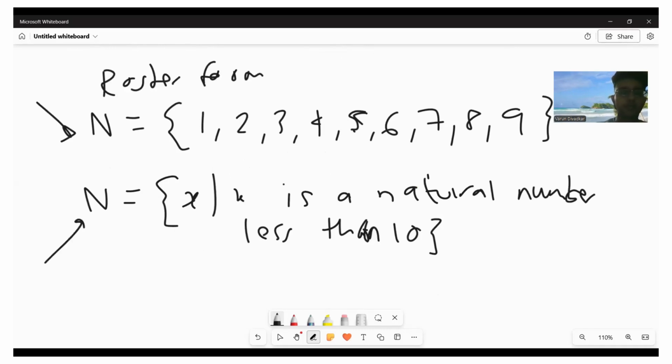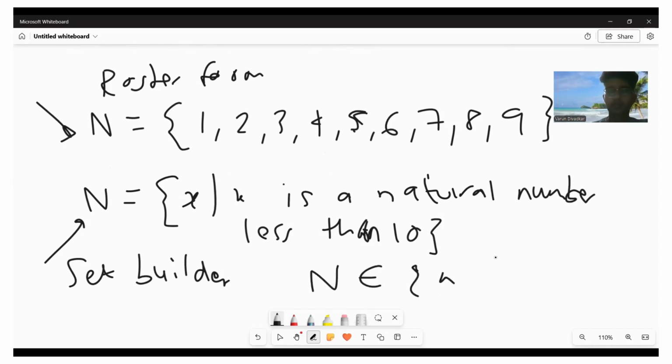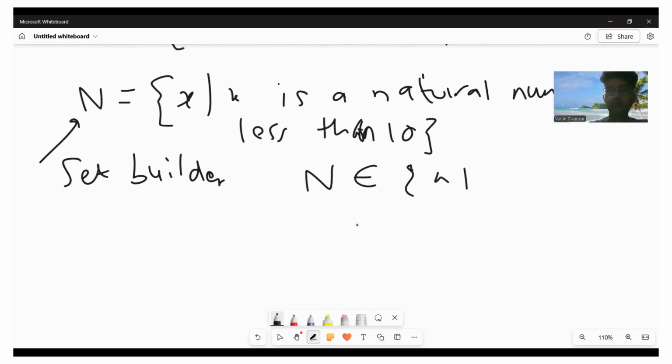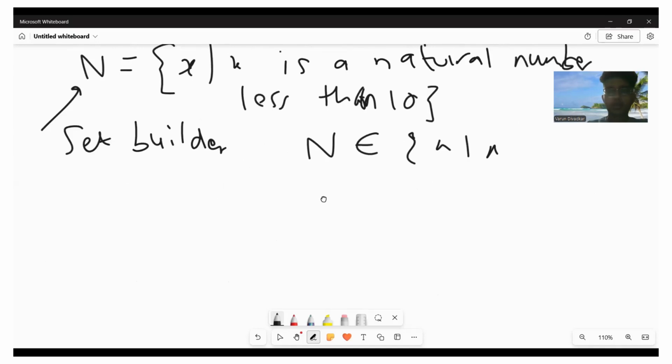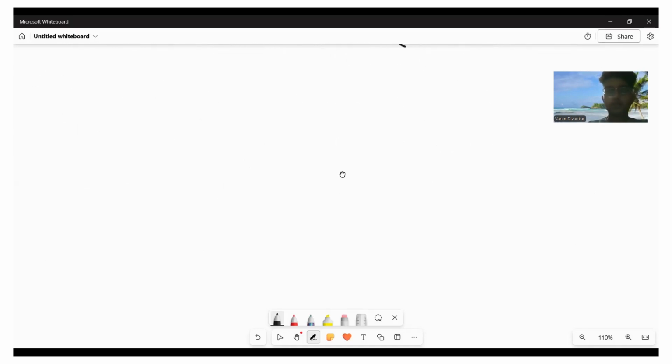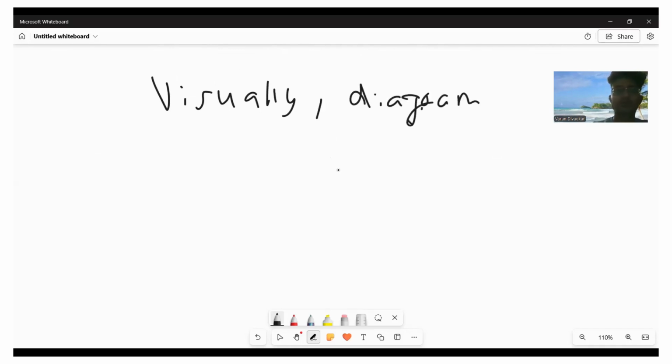And this is the set builder form, right? So another notation usually used is like n belongs to x, right? You can use that notation as well, right? And then how do you visually or diagrammatically show sets? It is represented using a Venn diagram, right?